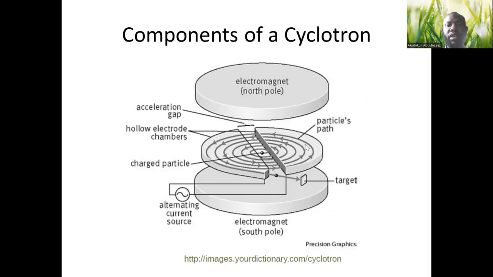So when you look at the cyclotron again, looking at the components, we have an electromagnetic field applied perpendicular to the Ds. In the acceleration gap between the Ds, we have an alternating electric field applied. And we have the target material, which is where the nuclear reaction takes place. This shows the particle path in the cyclotron, with hollow electrode chambers in the Ds and the charged particle being accelerated.